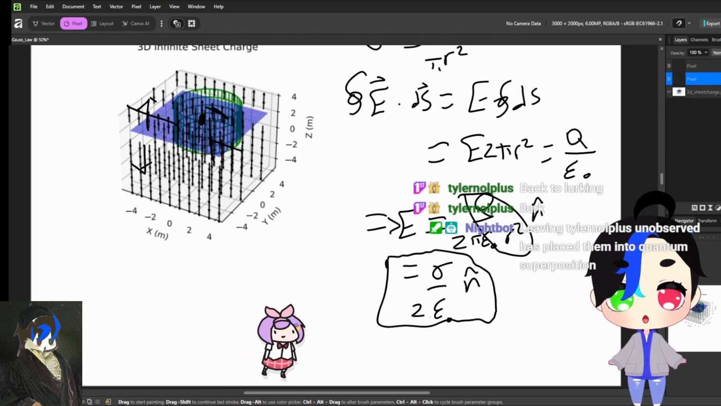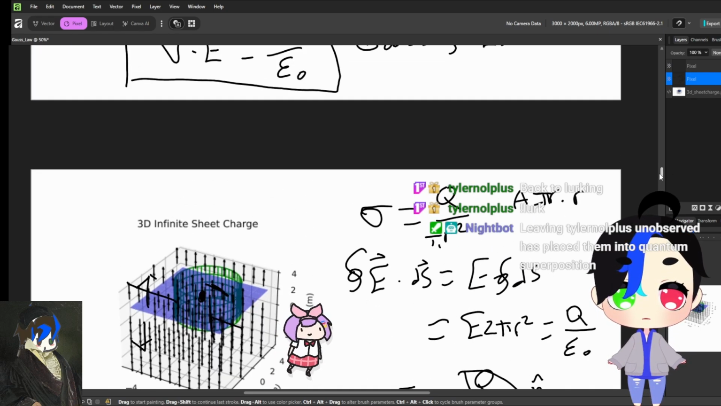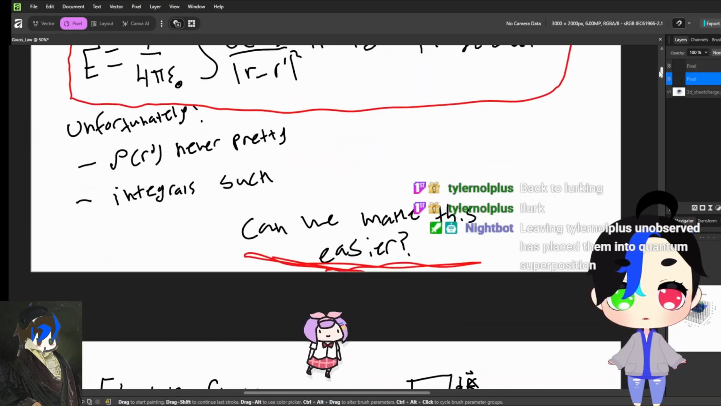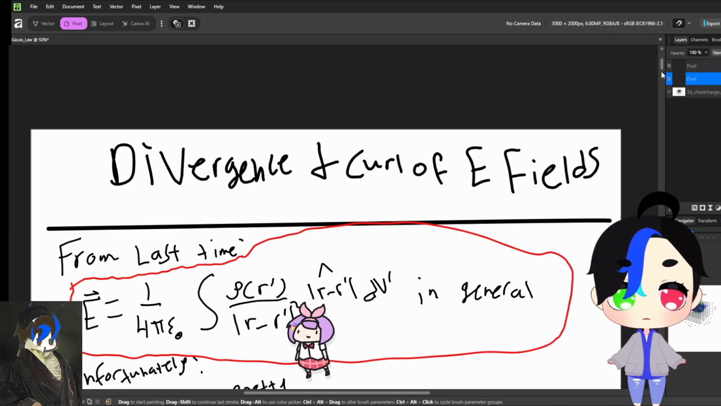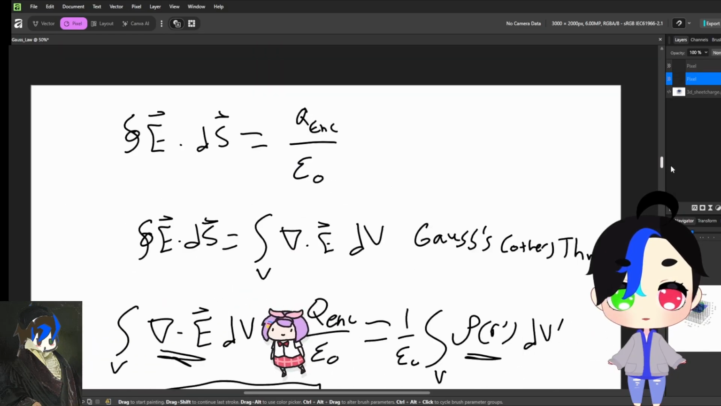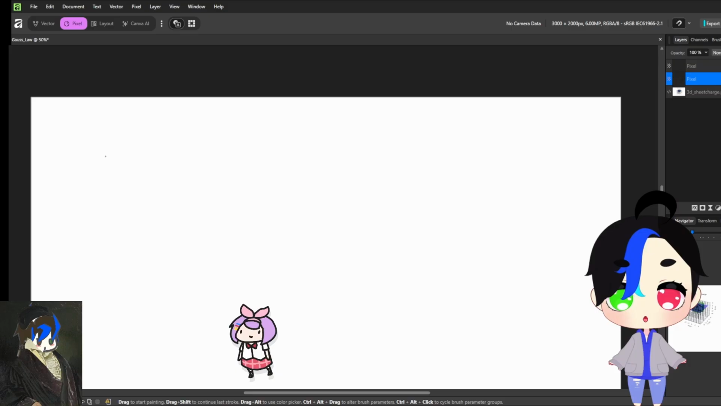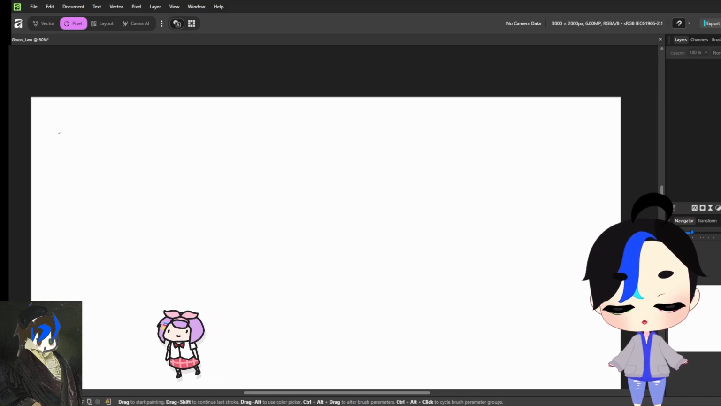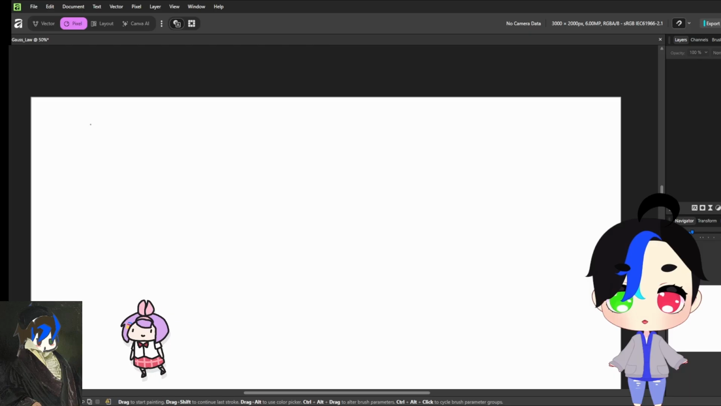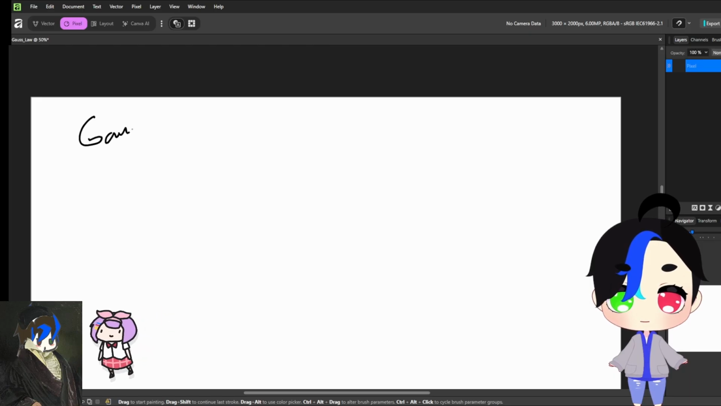So going back to our overall topic for today, divergence and curl of E fields. That covers the divergence part. The divergence of the E field gives you Gauss's law, and just to package this all up, I explained what Gauss's law was. I just want to put a neat bow on it.